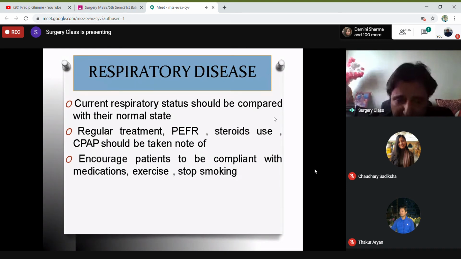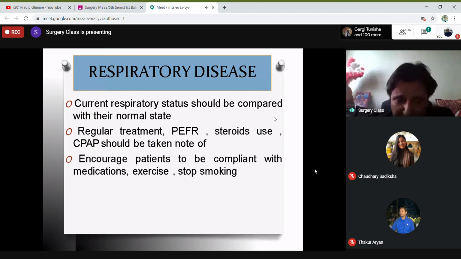So how are you going to do it? You ask for a pulmonary function test where you have to do an FEV1. You have to see whether the FEV1 of the patient is normal or not. Mainly you will refer it to the pulmonologist, and he will do a pulmonary function test and tell you about the various status of the patient.